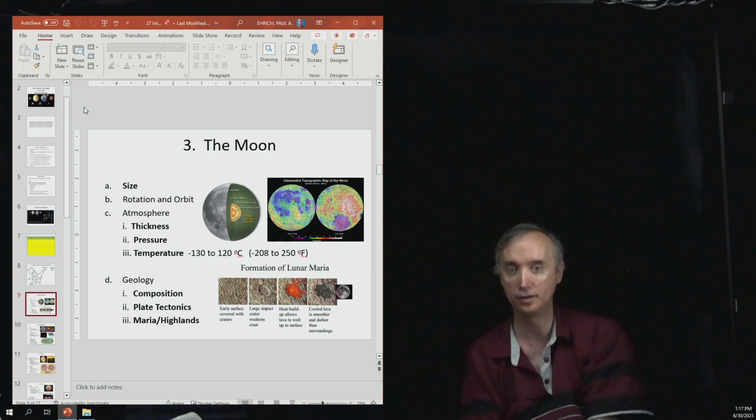It's got the lunar highlands, which are white, and then it's got the Maria, which is a dark gray. So what is it and what caused it?